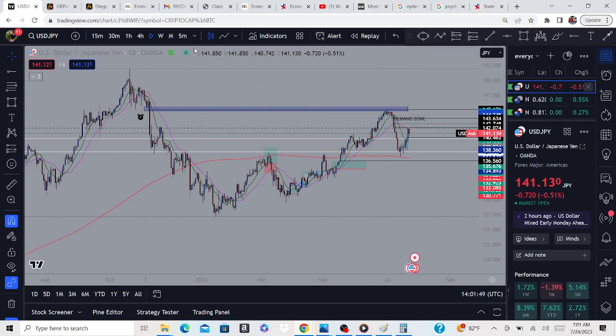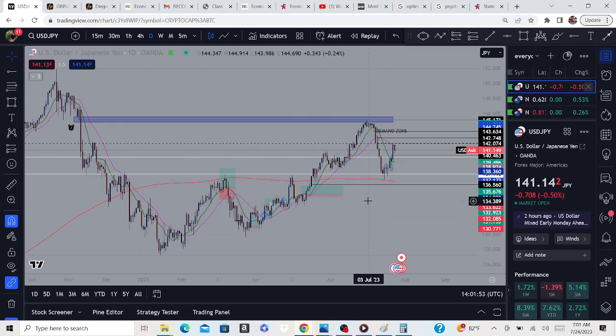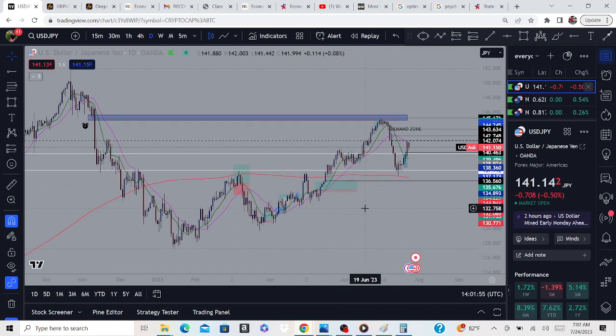Today, I'm going to be going over a few trades that I was technically looking at, and let's jump right straight into it.